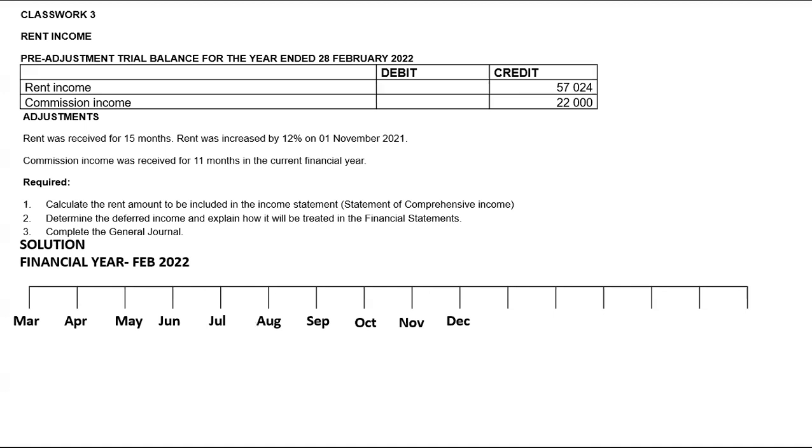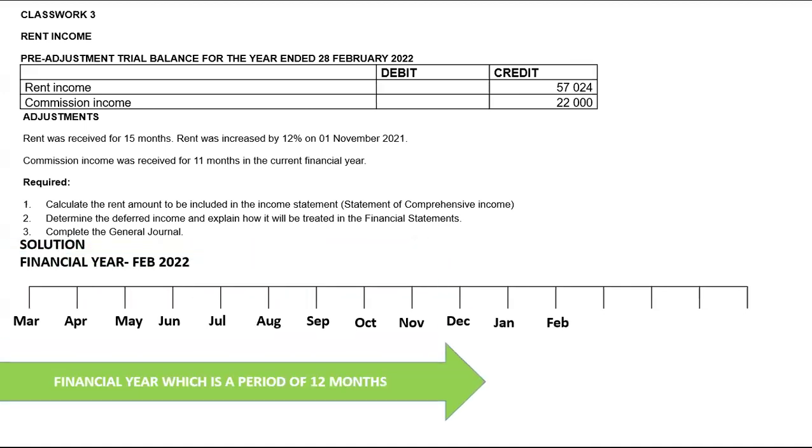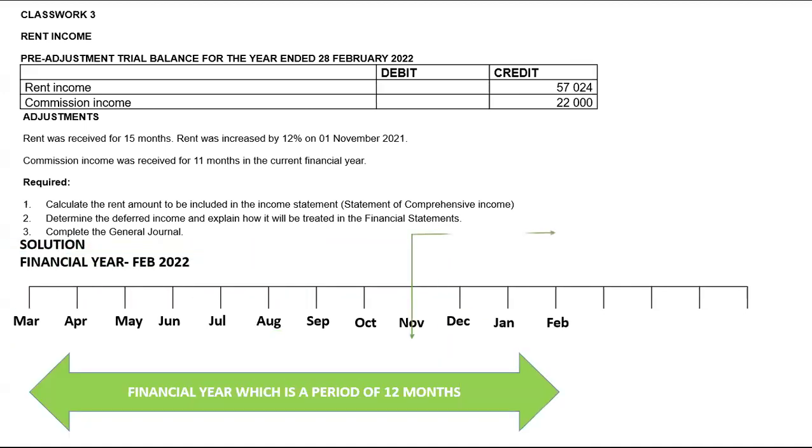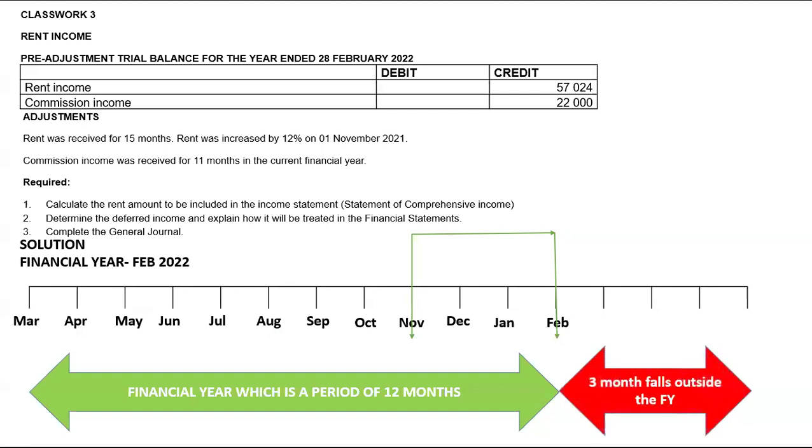It was increased by 12% on the 1st of November, meaning that it was X for 1, 2, 3, 4, 5, 6, 7, 8. Then it was X times 112% for 1, 2, 3, 4, 5, 6, 7, which will give us that 57,024.